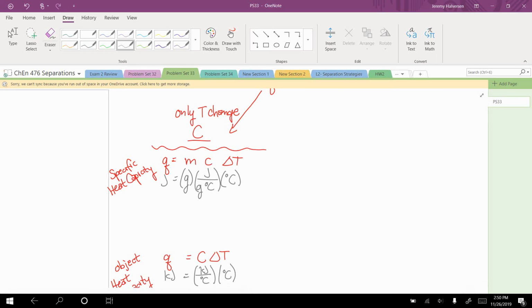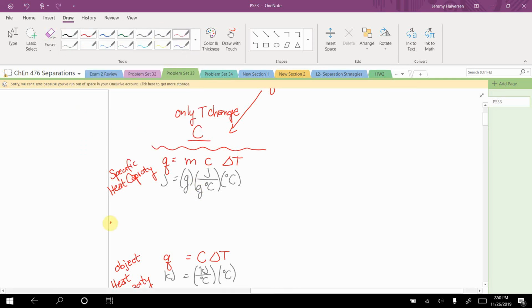That's the one that you're used to, but that's used if you're just talking about a substance and you have a certain amount of that substance, and that amount of that substance is changing temperature. You're going to use a specific heat capacity, and the unique thing about specific heat capacity is it has grams in the bottom.